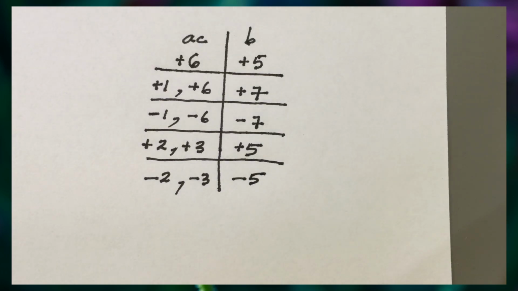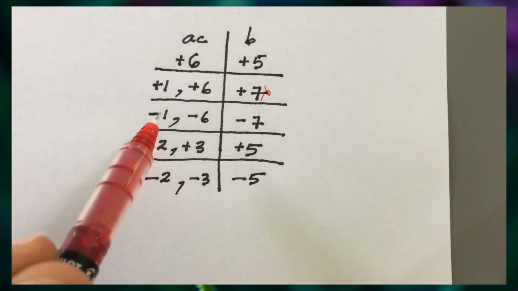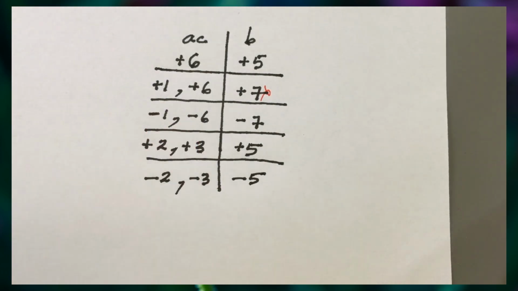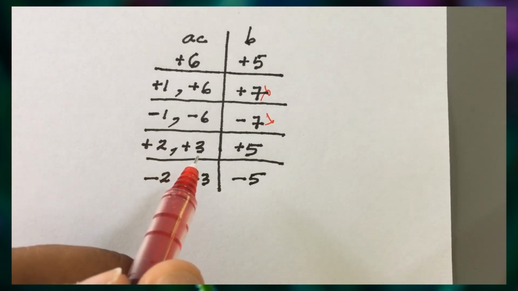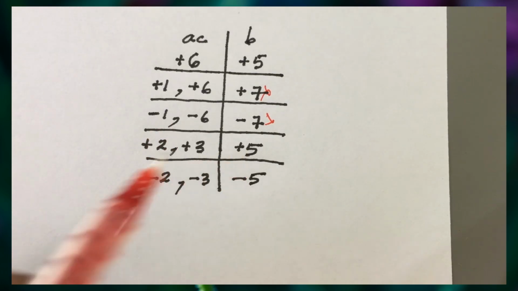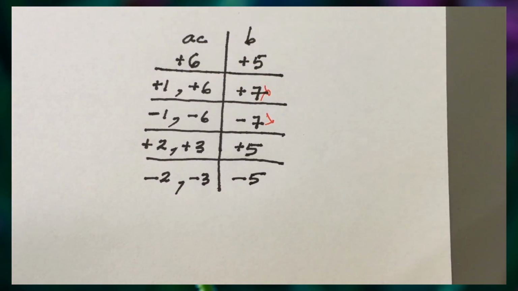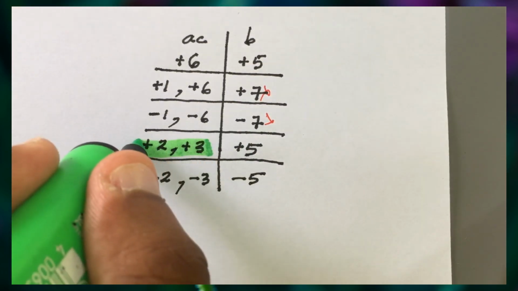Now, we want all the factors of this AC, which is 6, that sum to the B number of positive 5. Let's do the check. We have positive 1 and positive 6. When we add that up, we get positive 7. That's not the 5 we're looking for. This negative 1 and negative 6, when we add them, we get negative 7. That's not what we're looking for. So this positive 2 and positive 3, when we add them, we get, wow, that positive 5. Here you go. So this is the key.